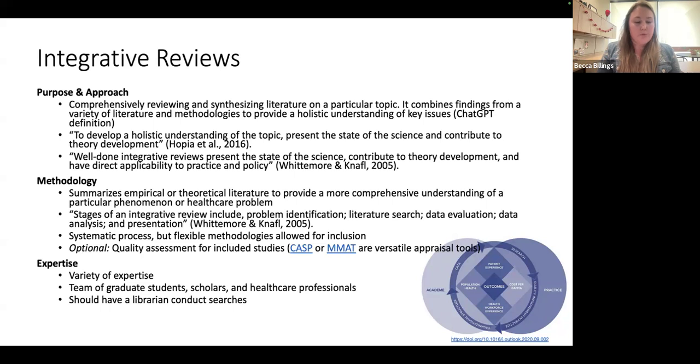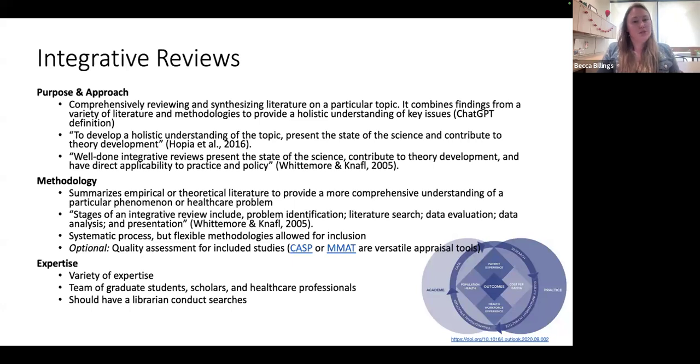A lot of times, whenever you're looking at a review, they might focus on specific study designs. So you might have a systematic review of interventions that's only looking and including studies that are randomized control trials, because they are the type of studies that answer those therapeutic questions. But there are other topics where you need a variety of expertise and you need a variety of study designs to help answer those questions.